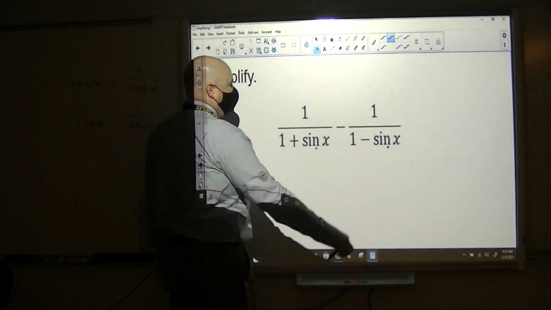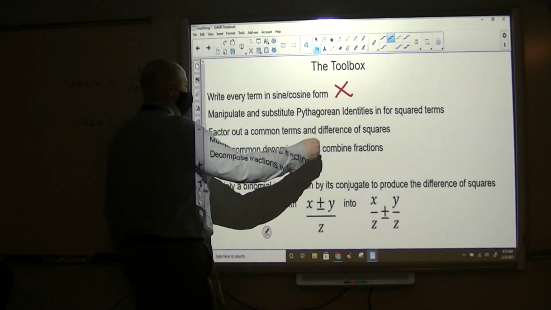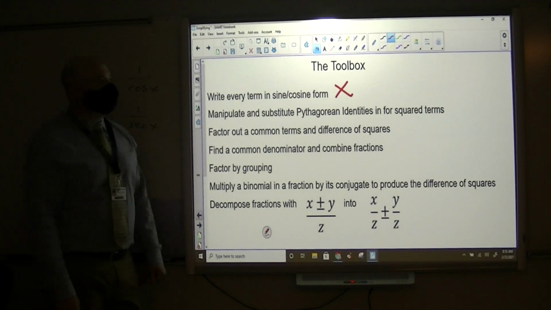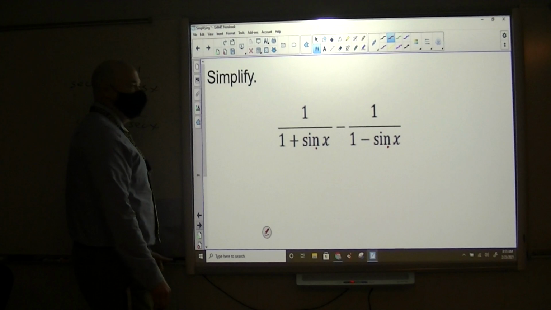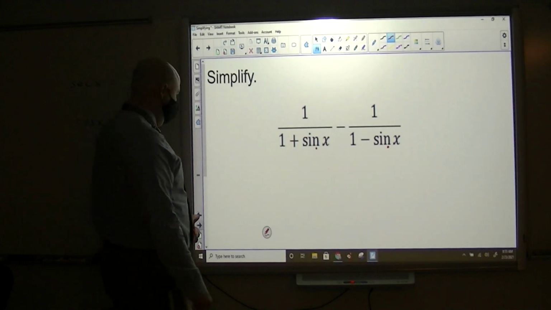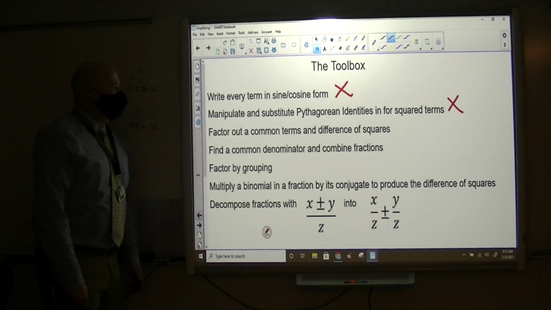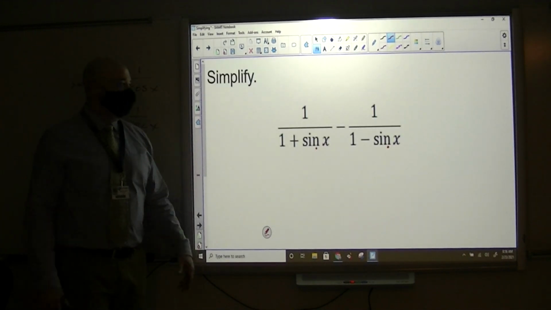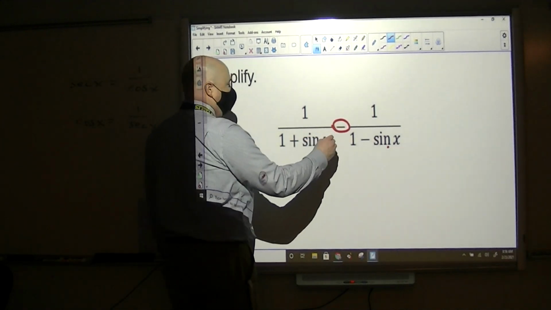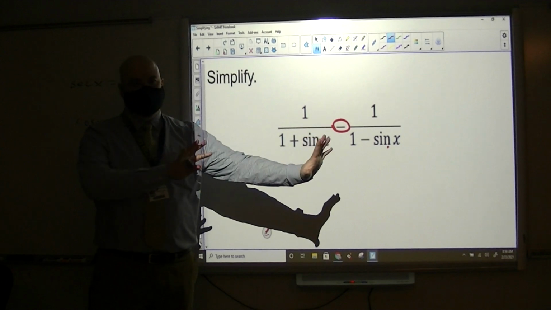I only have sine terms in this problem, so I don't need to worry about that. Manipulate and substitute Pythagorean identities in for squared terms. No squared terms, so I'm not going to do that. Factor out a common term and or the difference of squares. There's no squares, there's no factoring. If you're like, yeah, but there's a minus here, we don't factor with fractions like this.